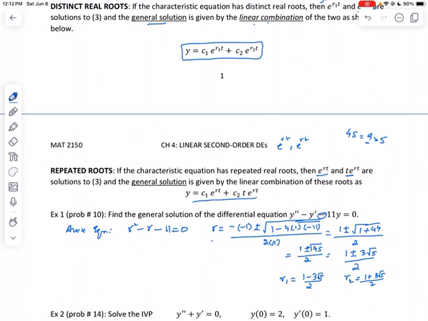Now you may not always get numbers like this. You might get something like r1 is 3, r2 is negative 1, which is okay. But in this case we are getting this. So how will I write my general solution? The general solution is y is equal to c1 e to the r1 t, so 1 minus 3 square root of 5, whole divided by 2, times t, plus c2 e to the 1 plus 3 square root of 5 over 2 t. So that is your general solution.